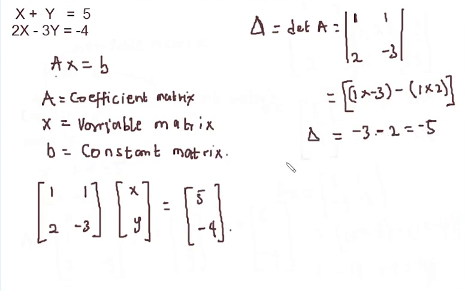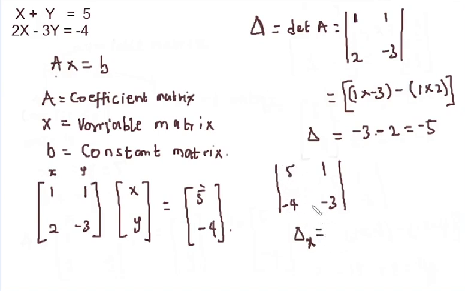Now the next step is a very crucial step in Cramer's rule. I'll be replacing one of these columns with the constant matrix. Remember that this is the column for the X variables and this is the column for the Y variables. If I replace the column for the X variables with the constant matrix, the new matrix becomes 5, minus 4 in the first column, and then 1, minus 3. Now if I take the determinant of this matrix, I'll call it delta X, putting an X subscript on the delta, because I replaced the X term.